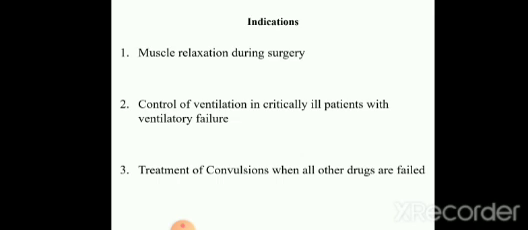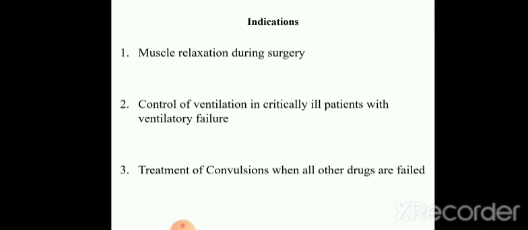We can use these skeletal muscle relaxants. That is the commonest use of skeletal muscle relaxants. In other cases, for example, when we want to put a person on a ventilator, we can give controlled ventilation by using this skeletal muscle relaxant.